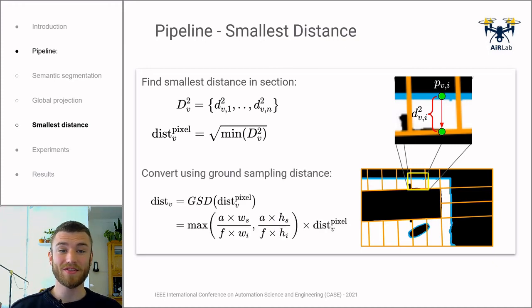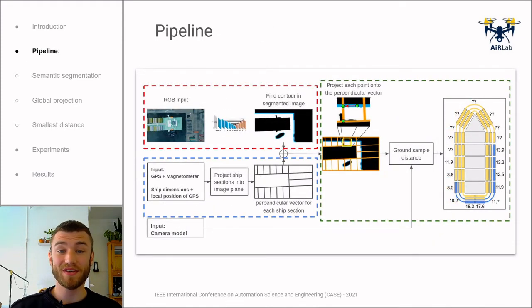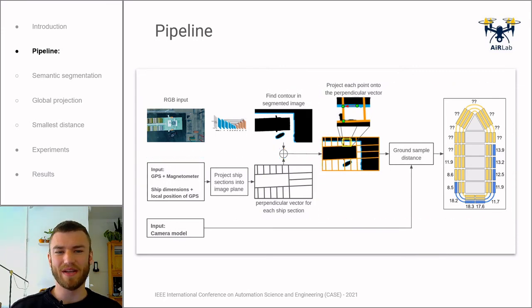Now, all we need is to convert this into Euclidean distance. To do this, we use the ground sampling distance, which uses the camera model to compute the size of 1 pixel at ground level. What we need to compute the ground sampling distance is the altitude of the UAV, the camera sensor width and height, the focal length, and the image width and height. With this, we can compute the ratio between pixels and the Euclidean distance. So these 3 sections combined is what makes our whole pipeline.